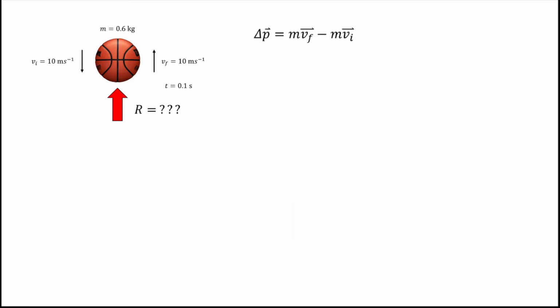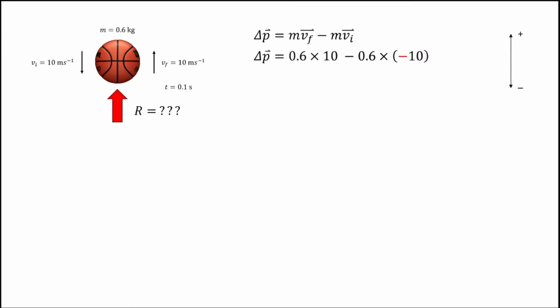Note that momentum and velocity are vector quantities. So when we do the calculation, be careful with the sign. Let's take upwards as positive and downward as negative. So delta P equals the mass of the ball, which is 0.6 kg, times V final, which is positive 10 meters per second as the ball is going upwards after hitting the ground, minus, again, 0.6 kg times V initial, which is negative 10 meters per second because the ball is going downwards before hitting the ground.